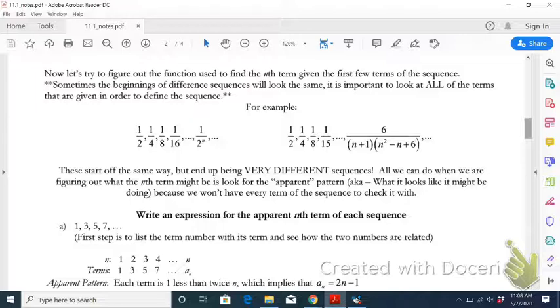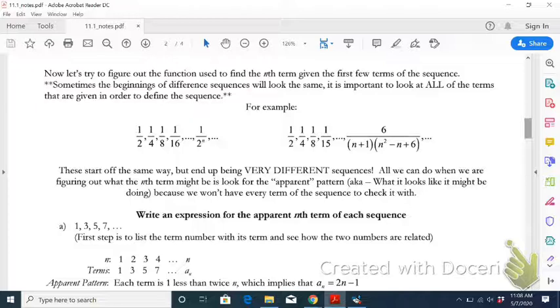All right, now important. Sometimes the beginnings of different sequences will look the same, but it's important to look at all the terms that are given in order to define a sequence. All right, so look at this example. On the left, we got 1/2, 1/4, 1/8, 1/16. That formula would just be 1 over 2 to the nth power, where n is the set of positive integers. If you look on the right, 1/2, 1/4, 1/8, 1/15, very, very similar. But the formulas look way different.